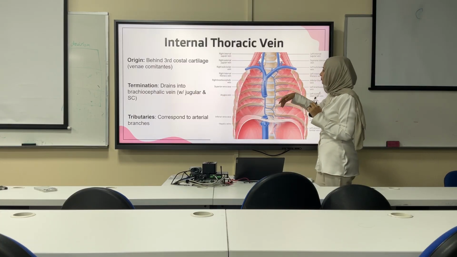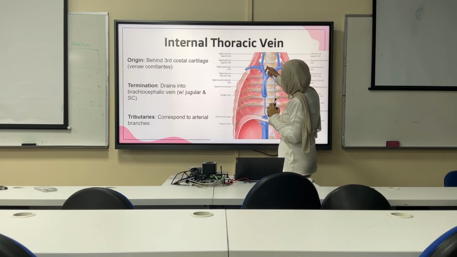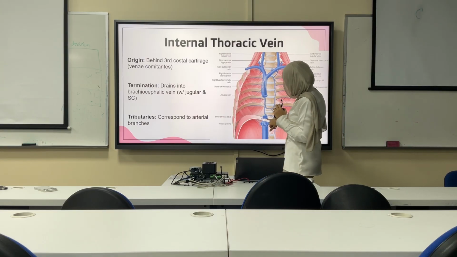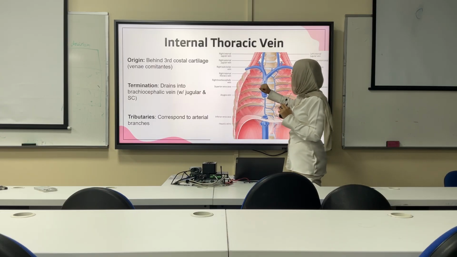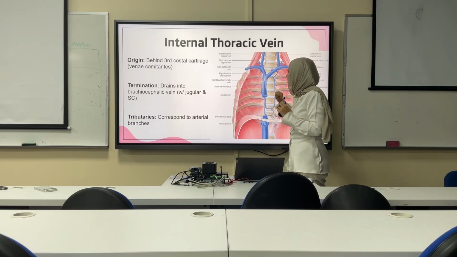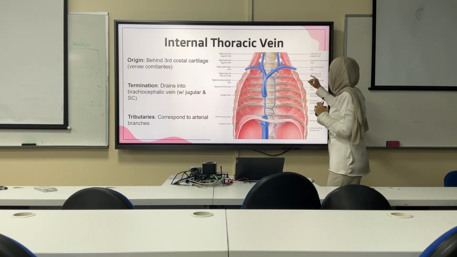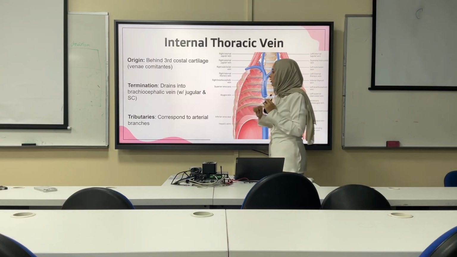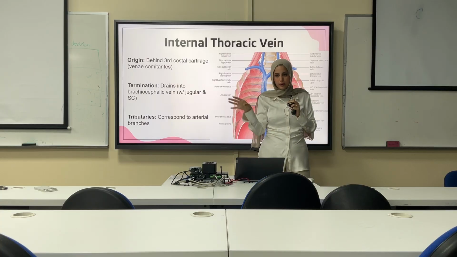You can see here, this is the subclavian, okay, and then this is the jugular, and then they both go into where? Into the brachiocephalic, right? And then you can see that the internal thoracic, this one, the left internal thoracic, it will join with the brachiocephalic, okay? Tributaries correspond to arterial branches, they have the same branches basically.